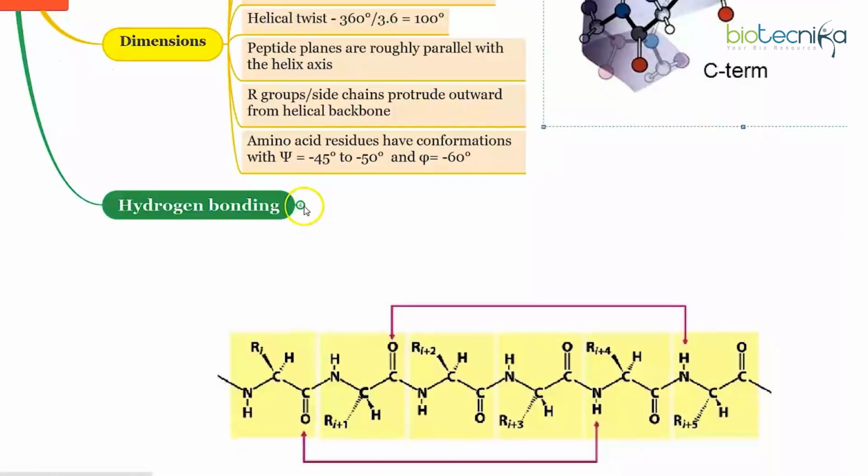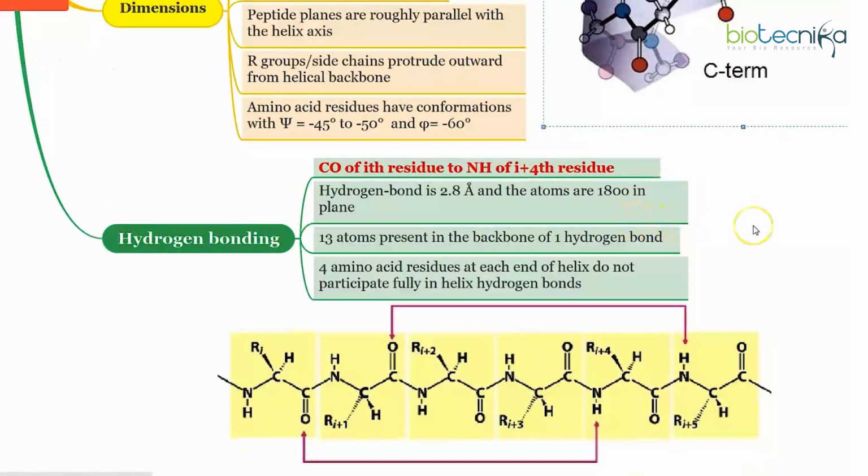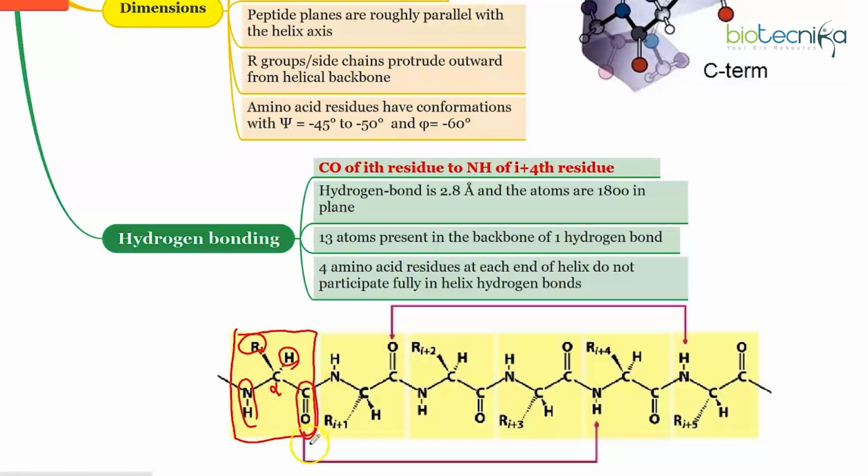Next details are about the hydrogen bonding. So how is the hydrogen bonding in alpha helix? To understand that, let's have a look at this picture first. Here we have some amino acids. These yellow blocks what you see are amino acids. How do you know? This is the central carbon alpha. This is the R group, variable side chain, hydrogen, amino group and carboxyl group.